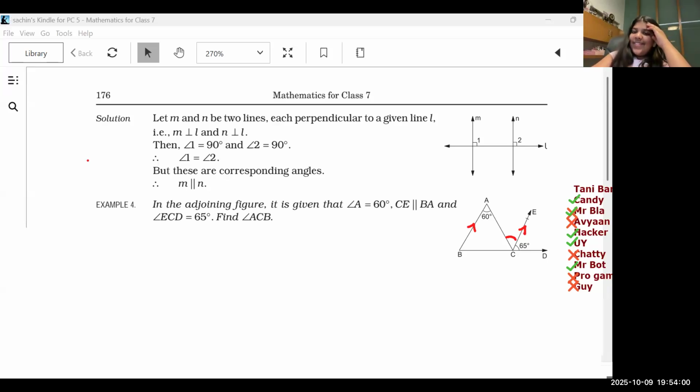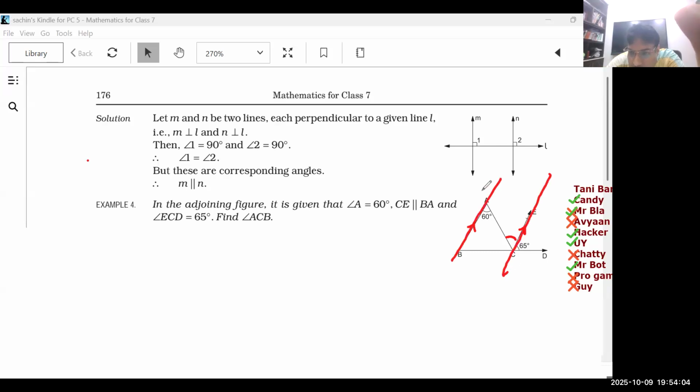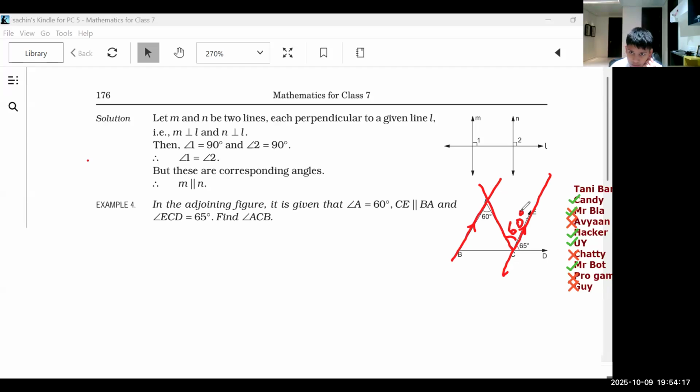I couldn't find that. So guys, look, these are parallel lines. Now tell me, how much will this angle be? Those who got it wrong, now it shows 60. What is the reason? The first is corresponding, then vertically opposite. No. Alternate interior angles, that's it.